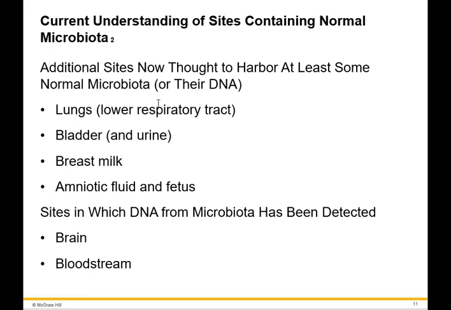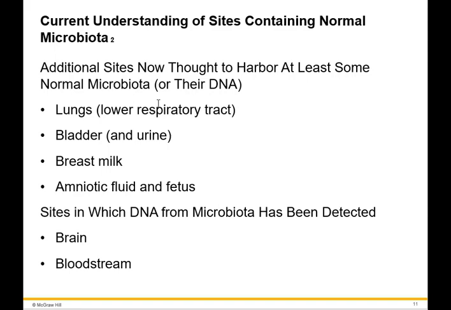And there are additional sites where we said, no way, there are no microbes there, because we've got protections against it. But we are finding that the lower respiratory tract, the lungs, the bladder and urine, breast milk and amniotic fluid in the fetus all have at least some microbiota, or at least their DNA has been detected. And DNA from microbiota has also been detected in the brain and the bloodstream.